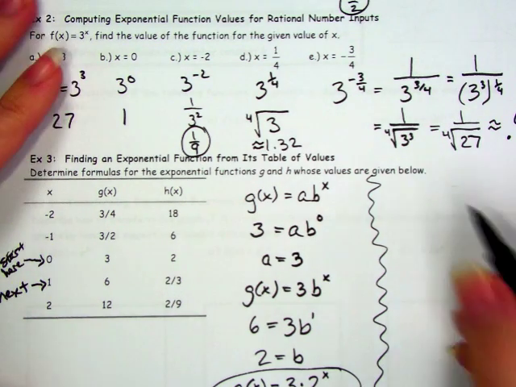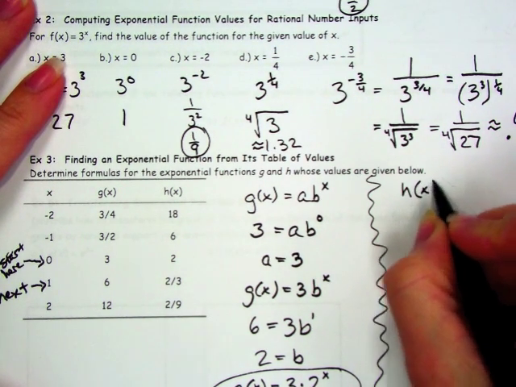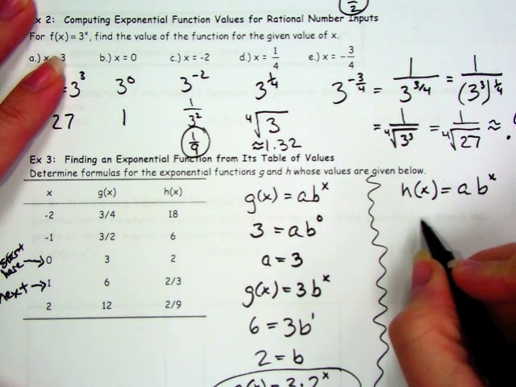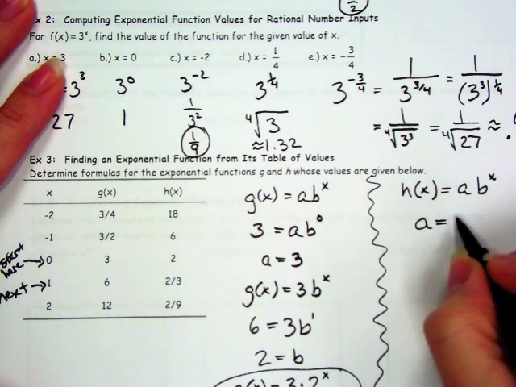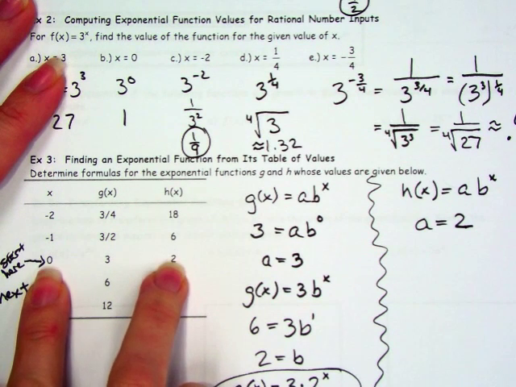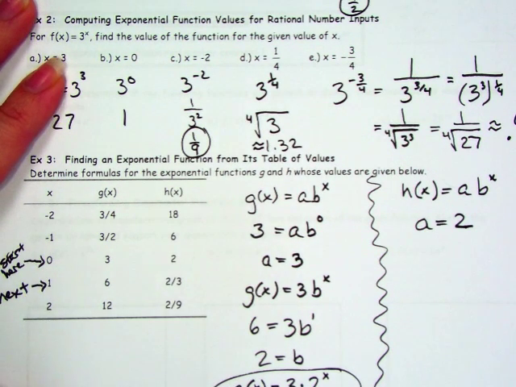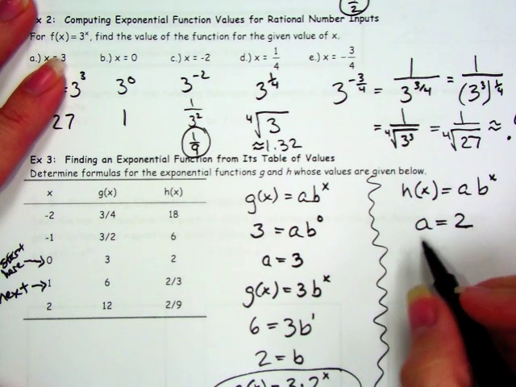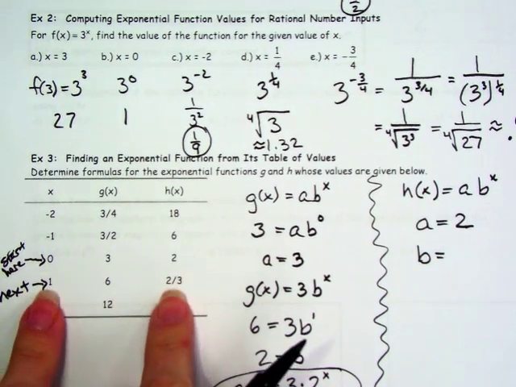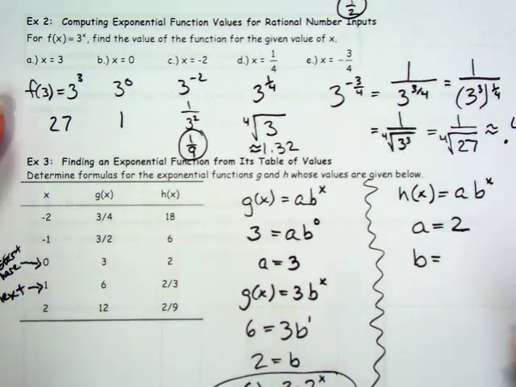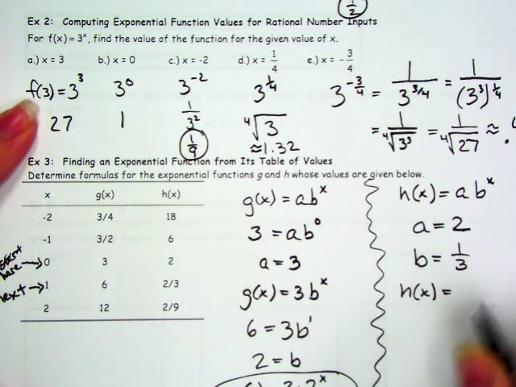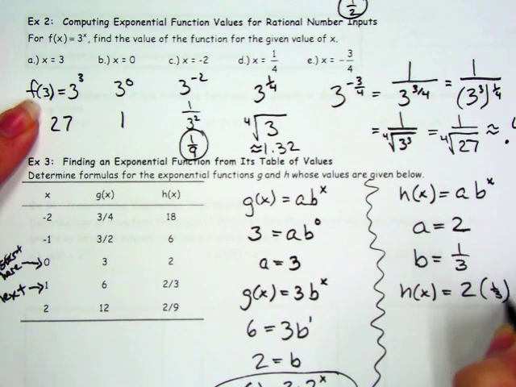Okay, hopefully you did. If all went well, here's what we have. h of x is an exponential function, so a times b to the x. Working with the initial value, you should find that a is 2. Remember, initial value is when x is 0. So we have (0, 2) for your initial value for h of x. Okay, then working to find b, that's using your next set of values. You should get that b is 1/3. So you can write your exponential function out as 2 times (1/3) to the x.